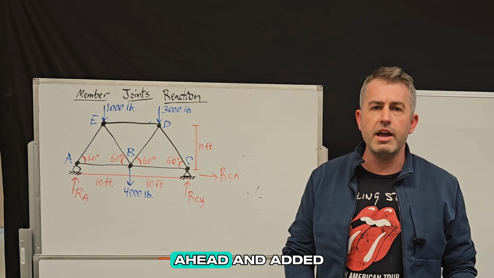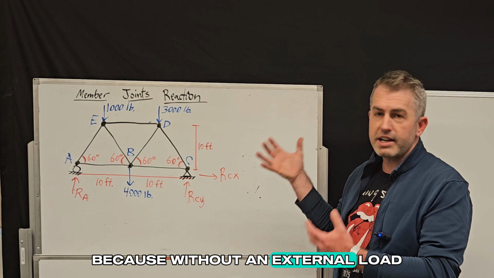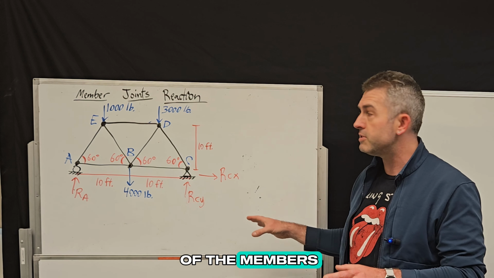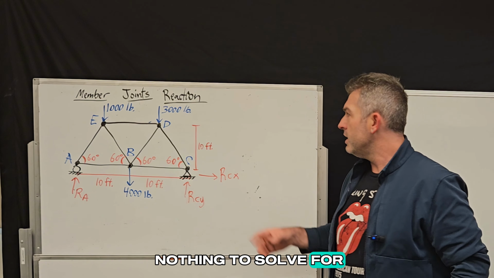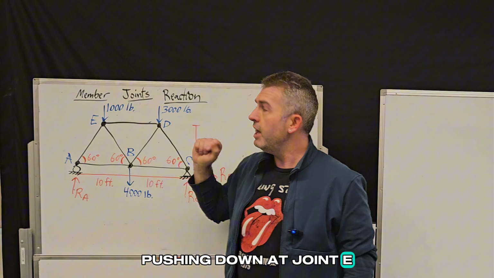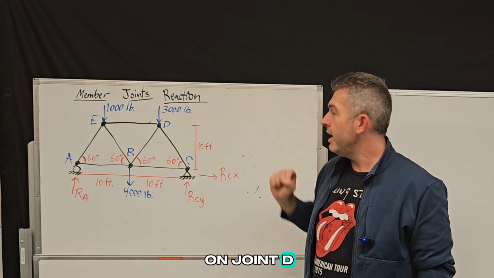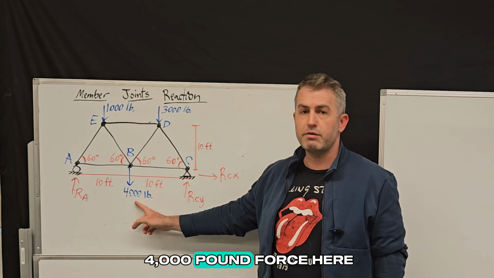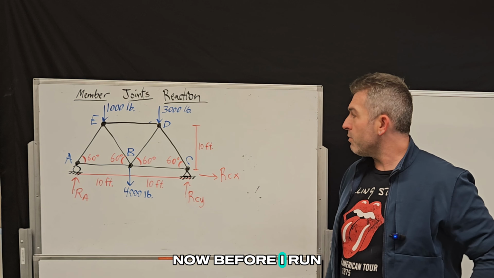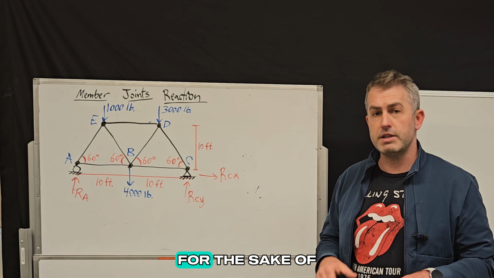Okay, so now I've gone ahead and added some external forces to our bridge, because without an external load, there's really going to be no compression or tension in any of the members, and there would be nothing to solve for. So I put a 1,000-pound force right at joint E, pushing down at joint E. I have a 3,000-pound force pushing down on joint D, and I have a 4,000-pound force here pulling down on joint B.